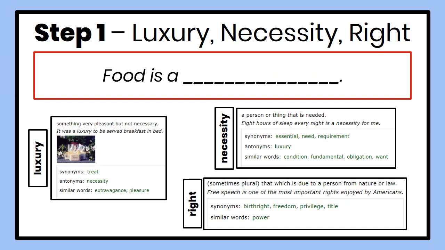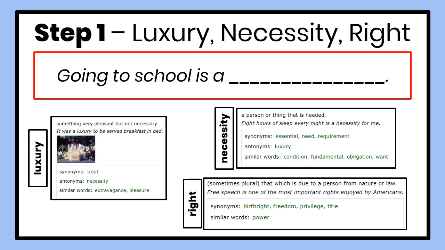Food is... take a minute and think. What would you call food? Luxury, necessity, or right? Great job. Food is a necessity. It is something that a person needs to survive.